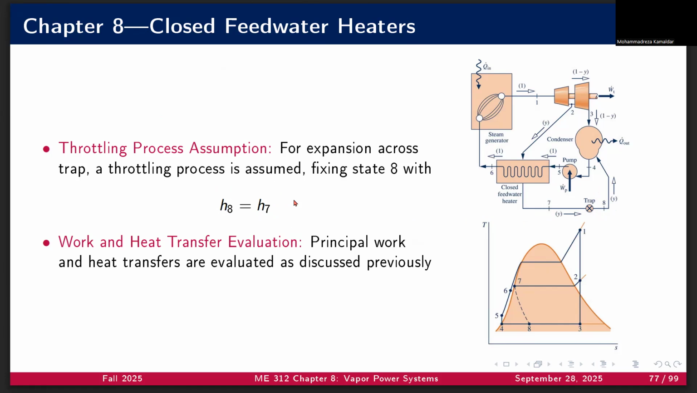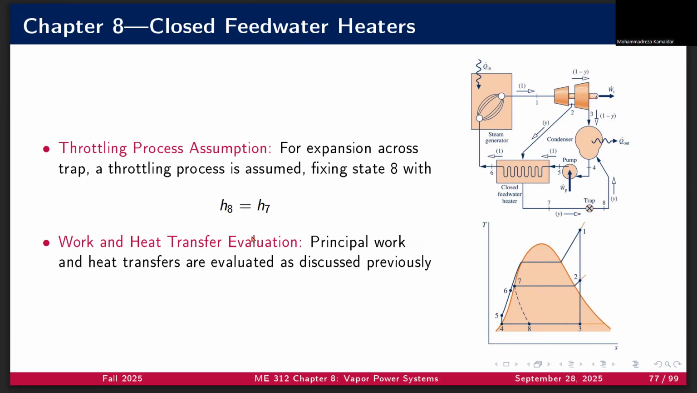So we assume basically enthalpy remains constant, however, entropy is being increased. So the remaining steps for the analysis involve the work and heat transfer evaluation, which is similar to what we did for the Rankine cycle in the previous sessions and previous examples. Basically, we need to obtain the work of the cycle, and then we divide it by the heat transfer that is added to the cycle here to obtain the thermal efficiency, right?